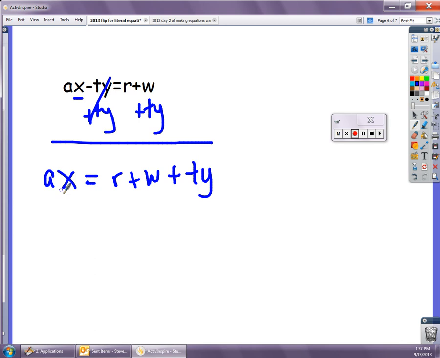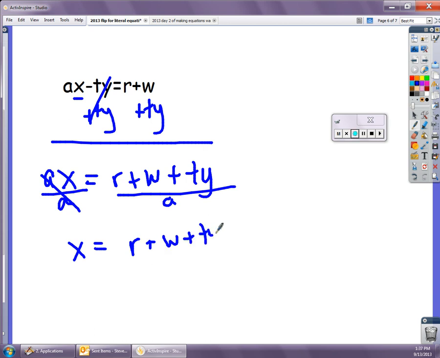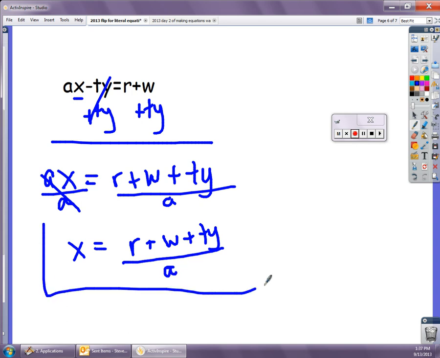Last, I'm going to get rid of the a. It's being multiplied by a, so I'm going to divide by a, which leaves me with x equals, as long as I do it on this side, and I'm going to divide everything by a, and there is my final answer, divided by a. And I've solved the original equation for x.